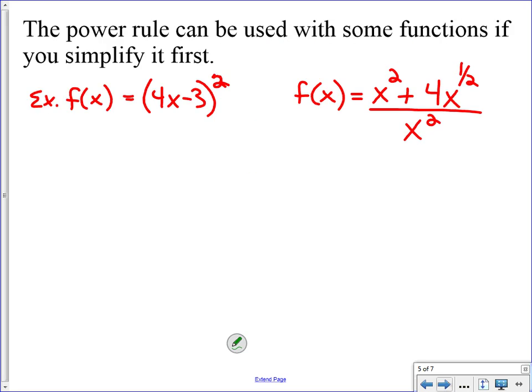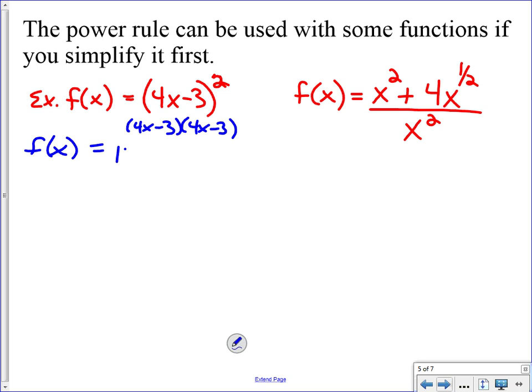Okay, now, sometimes you have to simplify the function before you can apply the power rule. So in the first example, we have 4x minus 3 squared. So here we have to FOIL first. Okay. So basically we're doing 4x minus 3 times itself. And you're probably getting a lot quicker with FOILing.